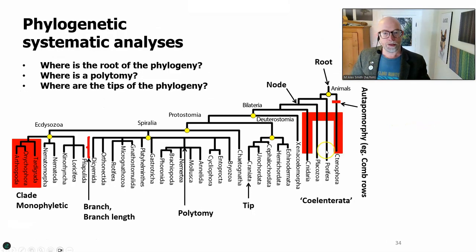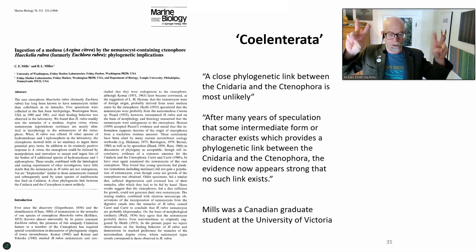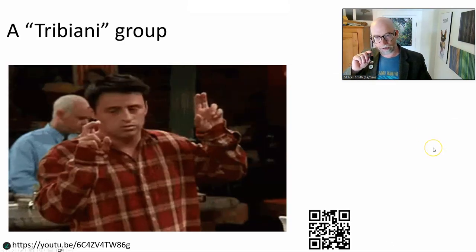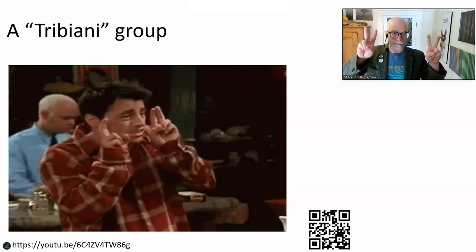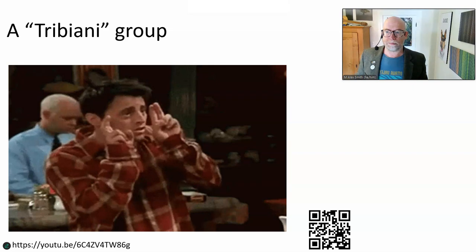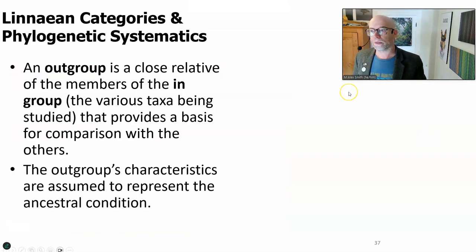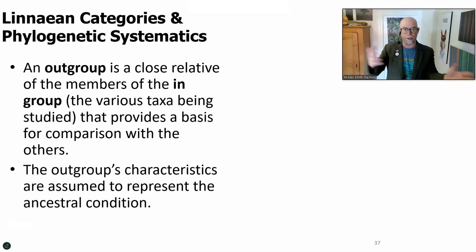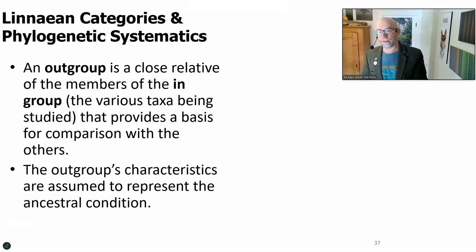So the Coelenterata, this artificial, non-monophyletic group between these distantly related but gelatinous, superficially similar looking things, is not a monophyletic group. So I put it in quotes. And what you'll hear me talk about it in the course is as a Tribbiani group. So we used to think this, but now it's no longer useful. So the outgroup in that phylogeny would have been the choanoflagellates. The outgroup is a close relative of the members of your in-group, so it's described relationally, and that provides the basis for the comparison.